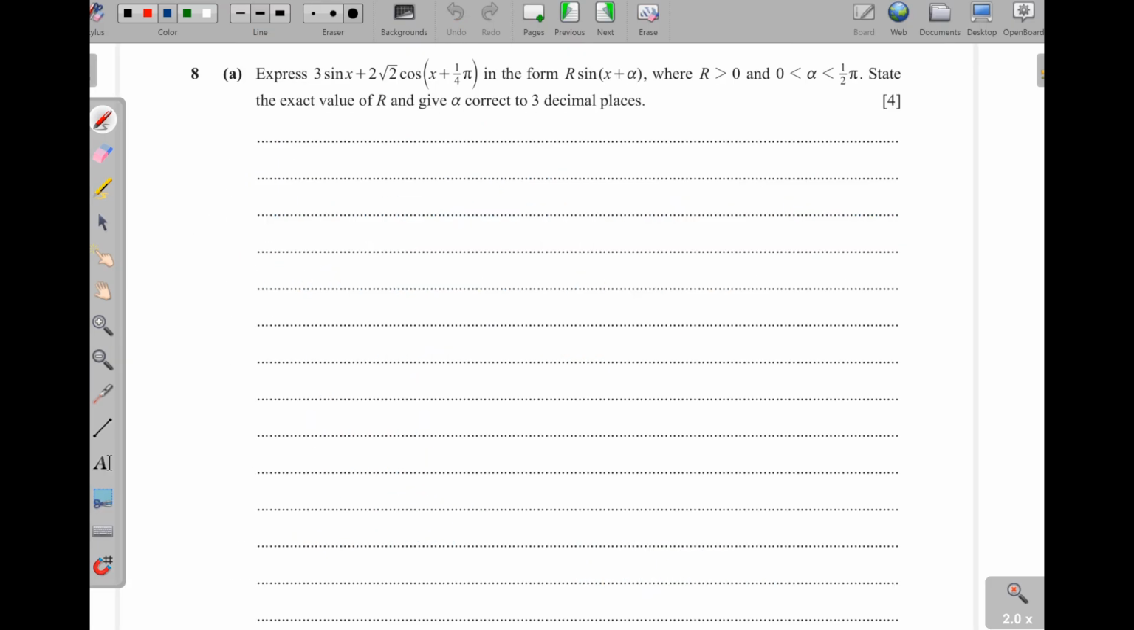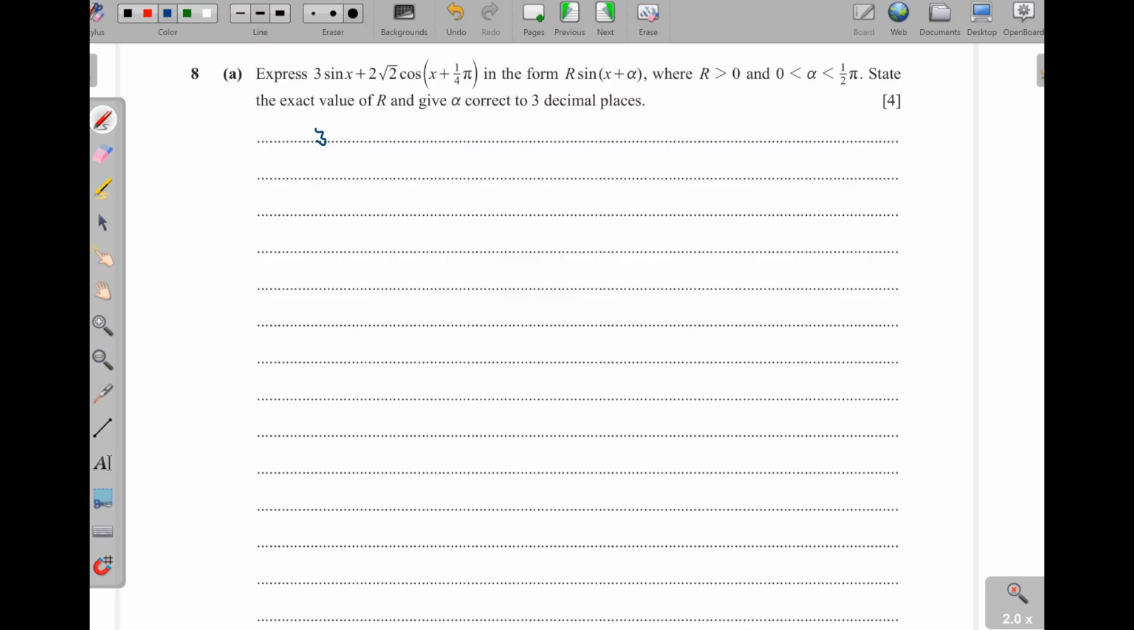Question 8 is coming from trigonometry part A. Express this one in this format: r is greater than 0, then alpha is in the first quadrant. State the exact value of r and give alpha corrected to 3 decimal places.